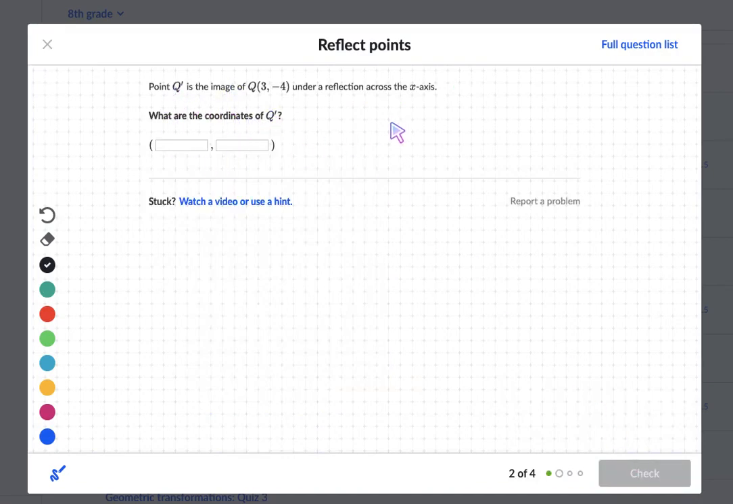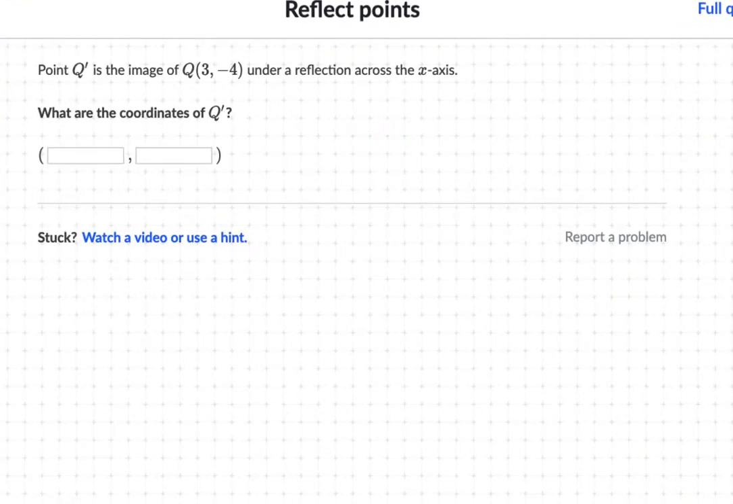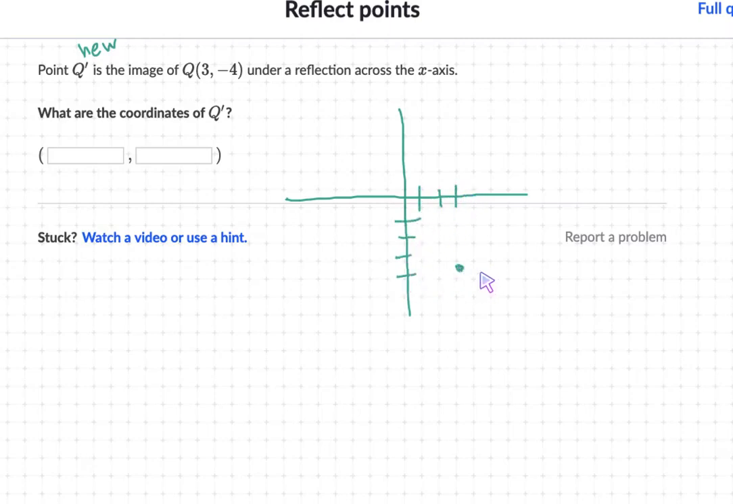So this problem tells us that point Q prime, so that means that's the new one since it has the prime, is the image of Q (3, -4) under a reflection across the x-axis. What are the coordinates of Q prime? Here they're not giving you a graph, so what you can do is you can sketch something really quickly, and they're telling you that Q, the original one, was (3, -4). So it's right here. And it's going to be reflecting across the x-axis.